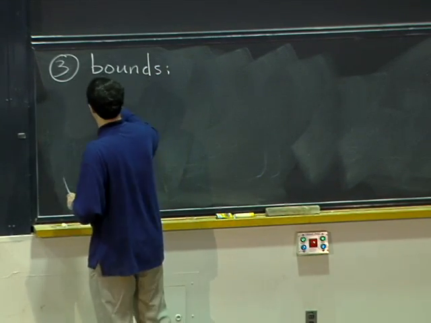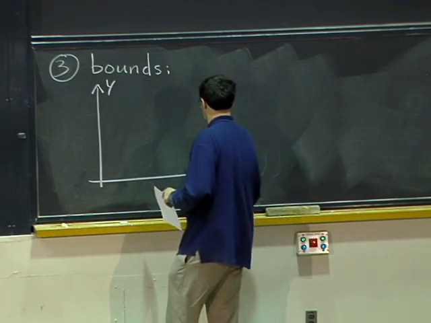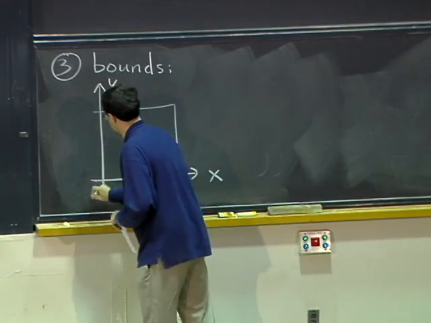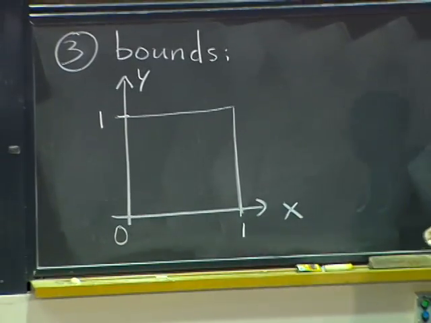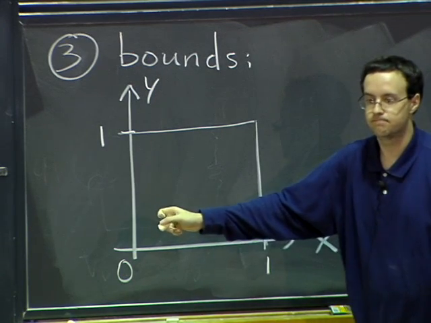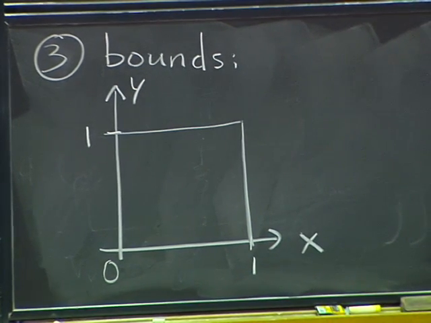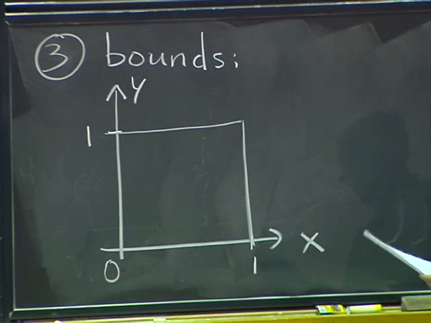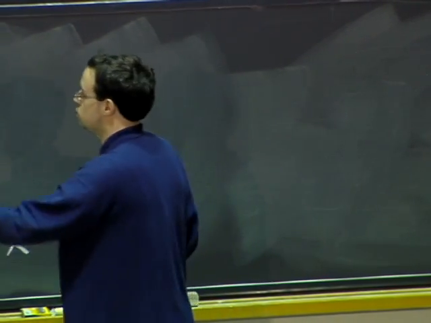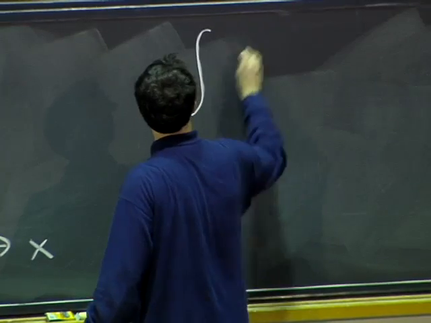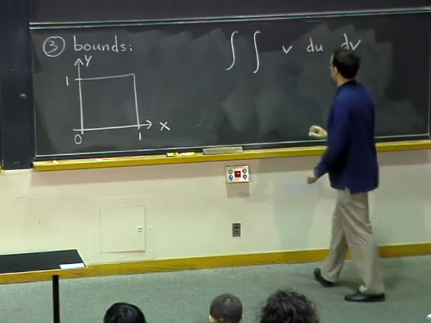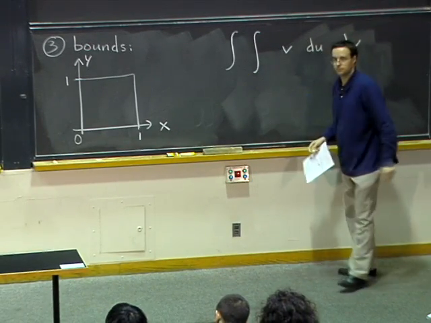Okay, so let me draw a picture in xy coordinates and try to understand things using that. Okay, so x and y go from 0 to 1. The region that we want to integrate over was just this square. Let's try to figure out how u and v vary in there. So let's say we're going to do it du dv. What we want to understand is how u and v vary in here. What's going to happen?